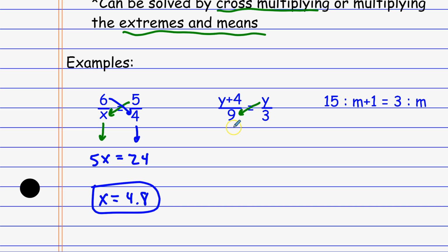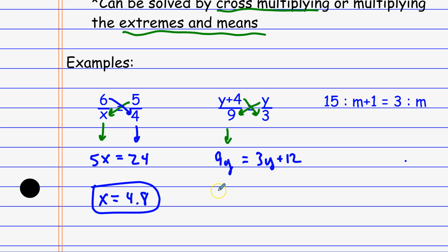I do y times the 9, and I write my answer down here. That's a 9y. The equal sign just kind of tags along for the ride, and then I do the y plus 4 times the 3. And that's my distributive property. That's a 3y plus 12.